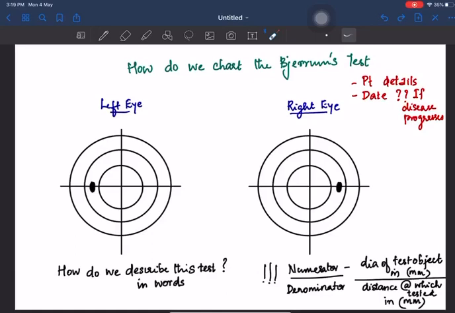So what are the pros and cons of this test? The pros are it is non-invasive, cost-effective, and a simple test. And the disadvantages of the test are it is subjective, it depends on the patient's honesty, and there can be language and communication gaps between the examiner and the patient.